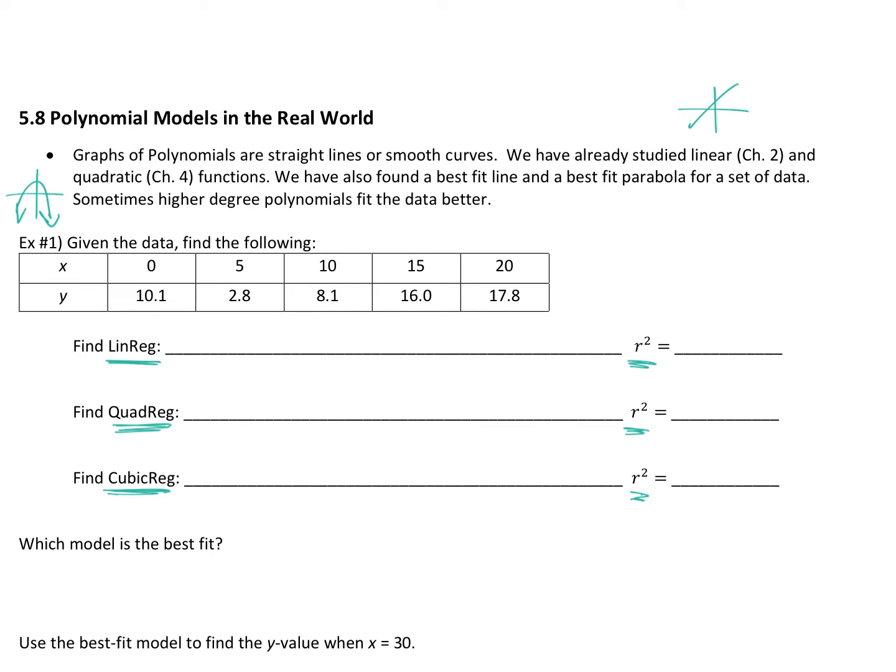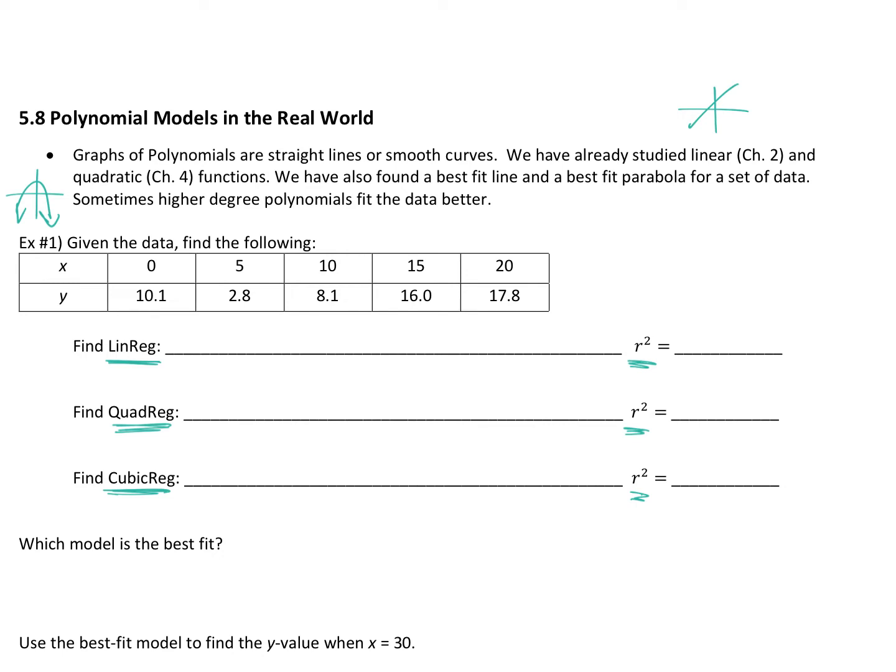Then arrow over to your L2, and you're going to do 10.1, enter, 2.8, enter, 8.1, enter, 16.0, you don't have to put the 0.0 in, 17.8. Okay, so your list should be the same length right now, hopefully. And now they want you to find the linear regression. Do you remember how to do that?